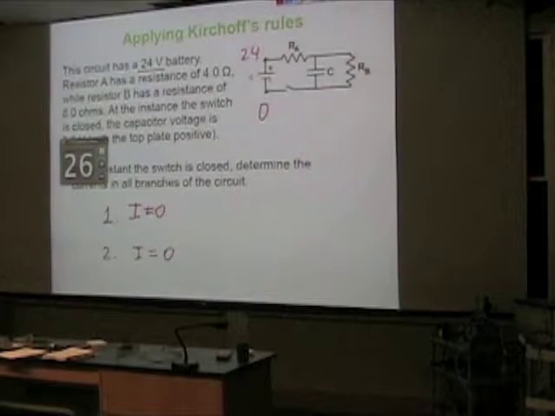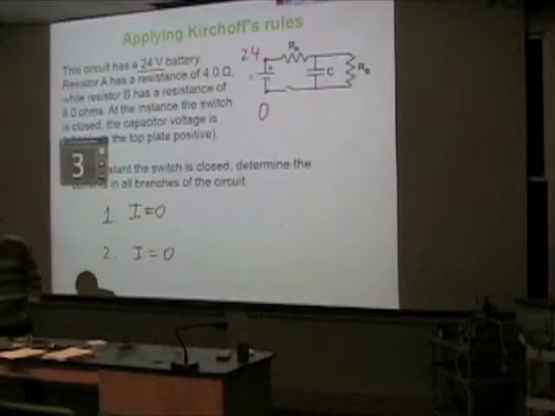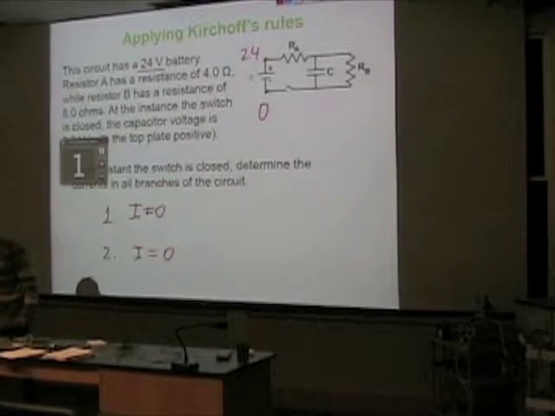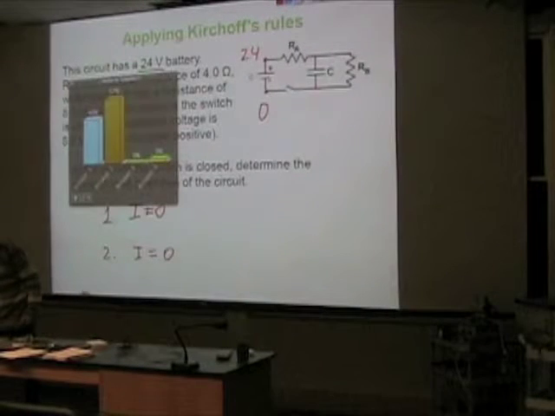And what did you answer? There is no current. I don't know. Answer 2 says there is no current. Answer 1 says there is.